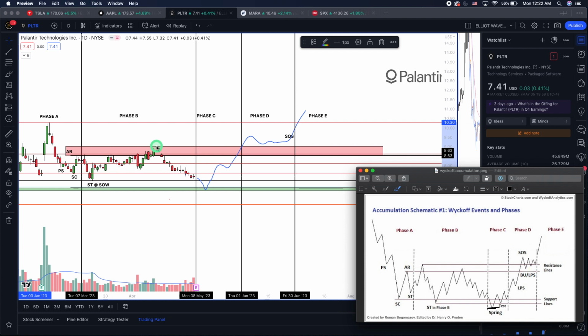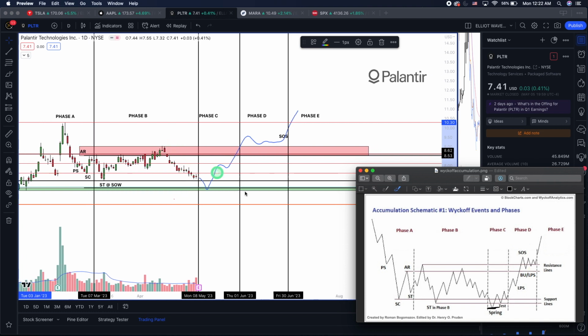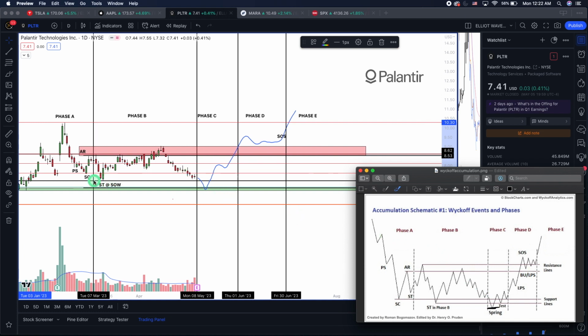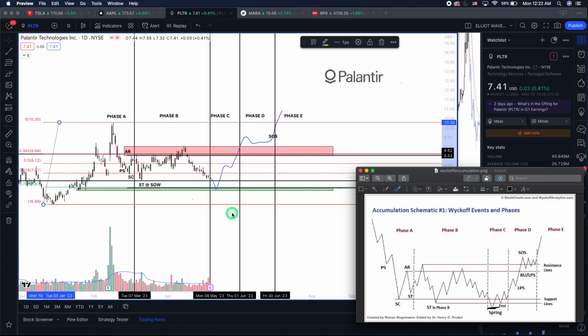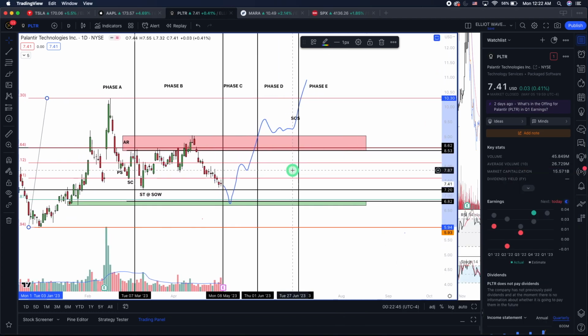We never got that, guys. It wicked out above, once it hit $9 and started coming back down, and from there we've been having this sell-off for almost 3 weeks now. To me, this is very indicative of a phase C spring move that is basically coming, where we will actually take out this low. As you guys can see over here, I have drawn what I think is the possible area where this spring could come and bounce, right?